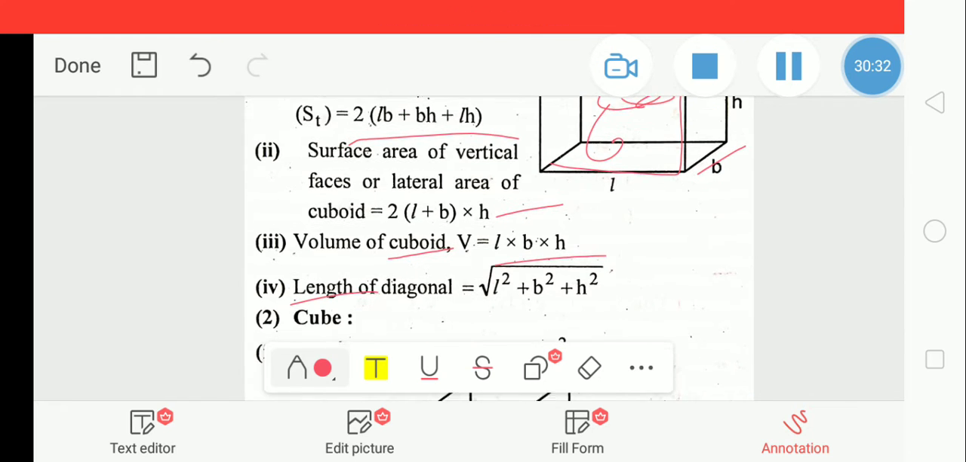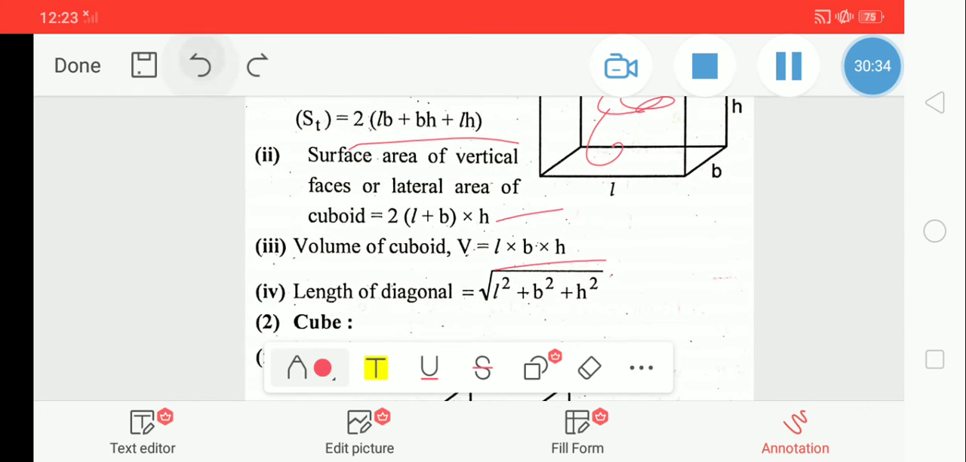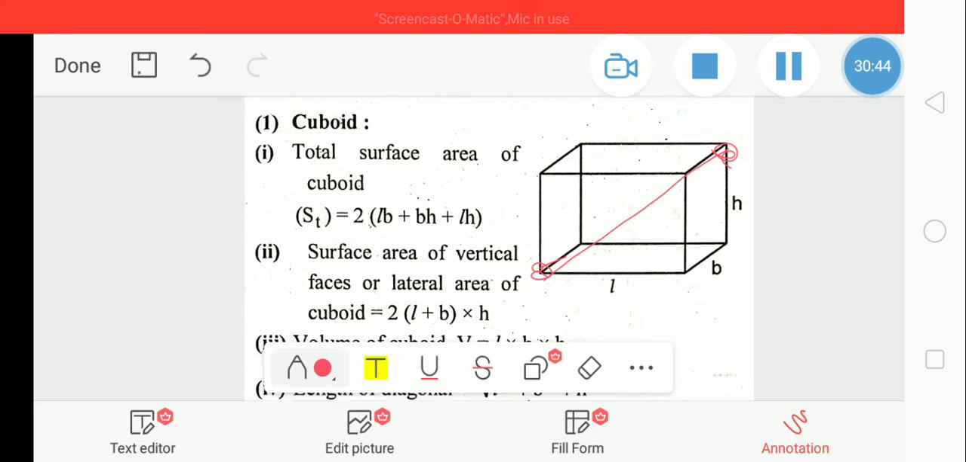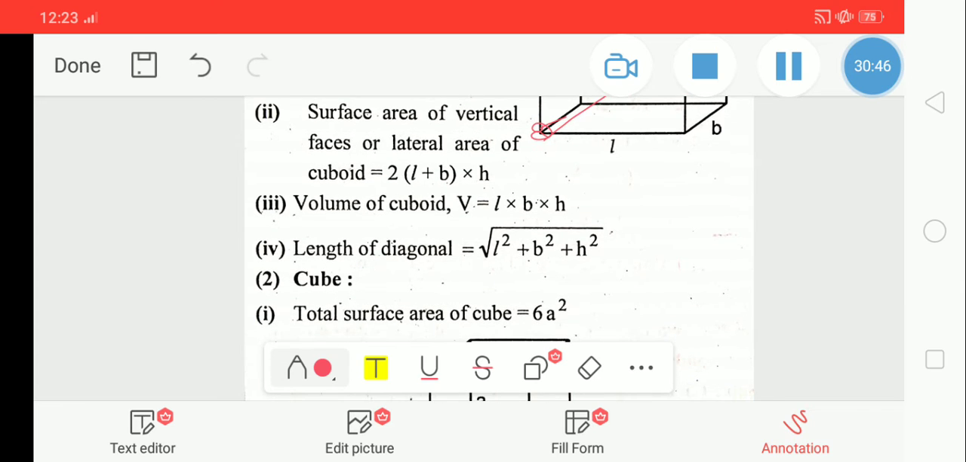Now in this cuboid also finding length of diagonal. So here length of diagonal, this point, these two, this one, there is a diagonal. So in a 3D diagram, diagonal is also 3D. So under root L square plus B square plus H square, that is the diagonal of cuboid.